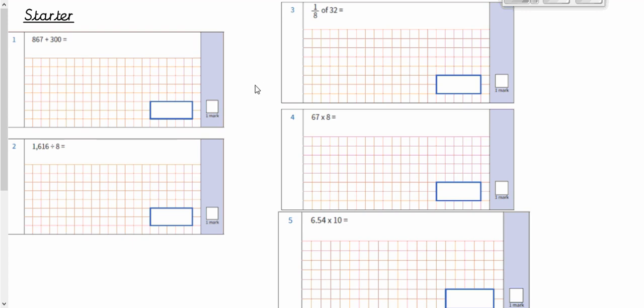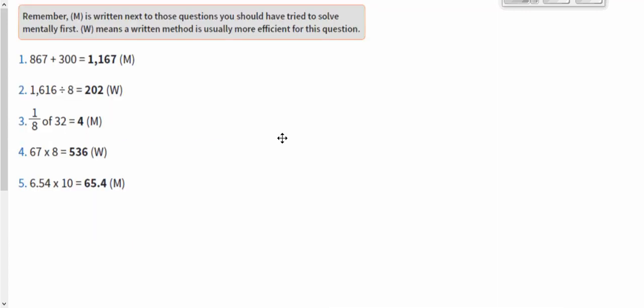And hopefully we're back. So 5 questions, some mental, some written. Let's see which were which. So question number 1 was mental, 867 add 300. The only column we need to worry about is the hundreds column, and we have 8 in it currently, and we're adding 3. So using my place value, 8, add 1 is 9, add 2 would be 10.